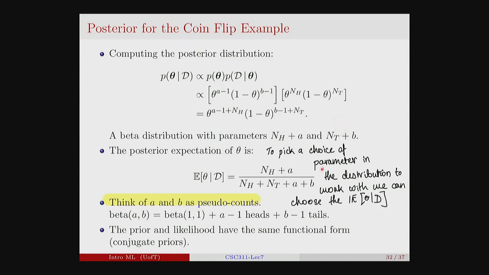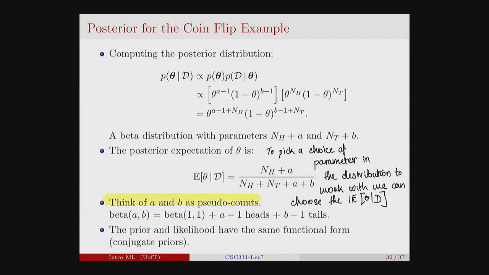So we can calculate the conditional expectation of the posterior distribution of theta given this data set by looking at the mean or the empirical average over the posterior distribution. And that's going to be nh plus a divided by nh plus a plus nt plus b.